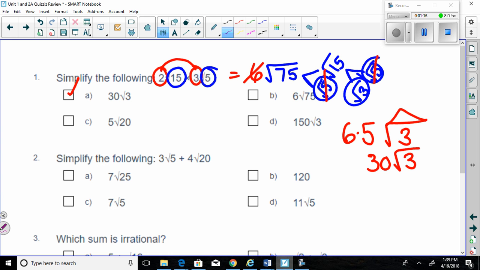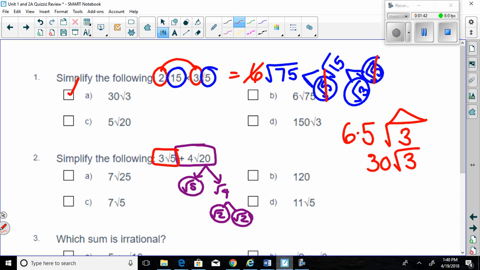Next one, I only can add if they have the same radical, right? So first I need to simplify. Can I simplify radical 5? No. Can I simplify radical 20? Yeah. Into what? 5 and 4. And then what does 4 go into? Or what goes into 4? 2 and 2. Cool. So remember, each one is a separate thing. So plus 4 radical 12 is separate now from 3 radical 5, because now we're adding. So I'm going to bring 3 radical 5 down here. Now let's simplify this one.